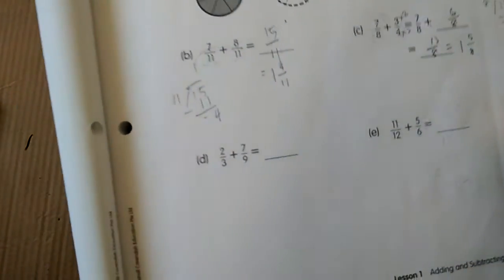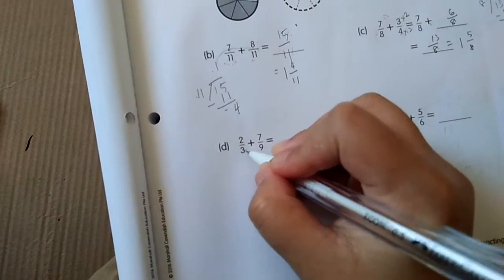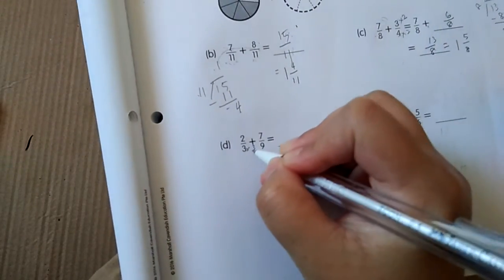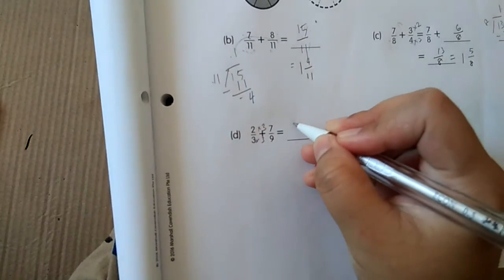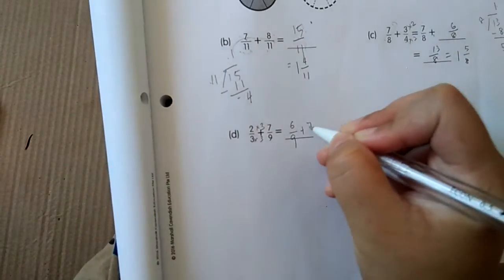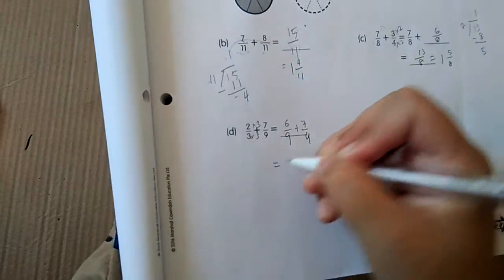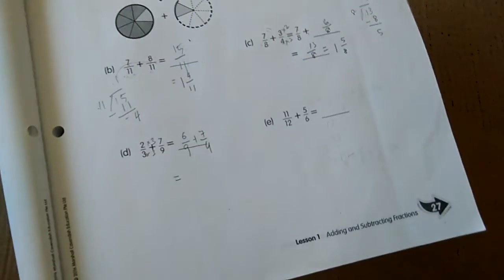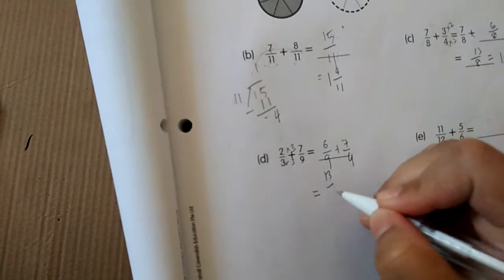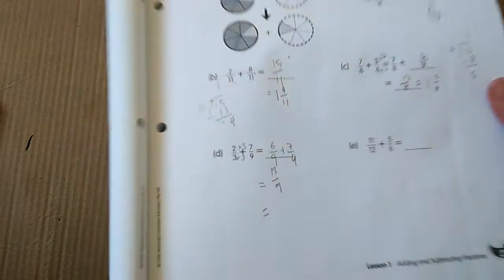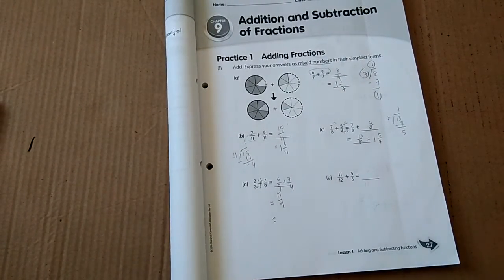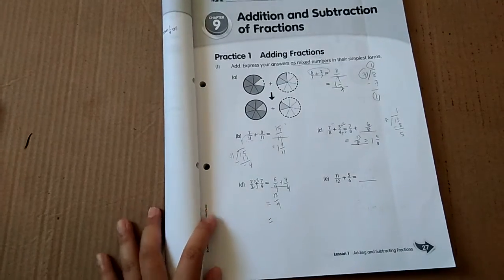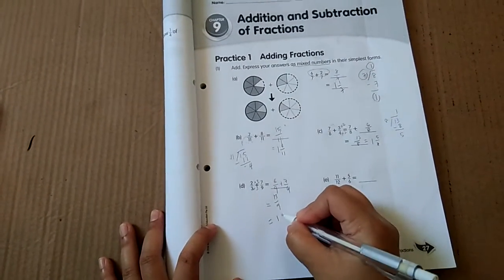Okay, for this one, make the denominator 9 by multiplying it by 3. So times 3, times 3. So 6 over 9 plus 7 over 9. 6 plus 7 equals 13. 13 over 9. Convert it into a mixed number. It will be equal to 1, 4 over 9.